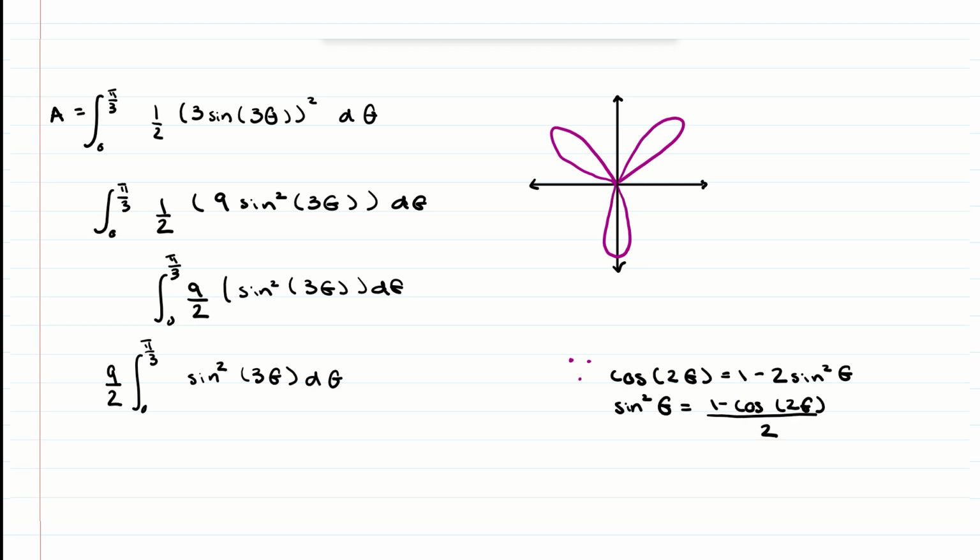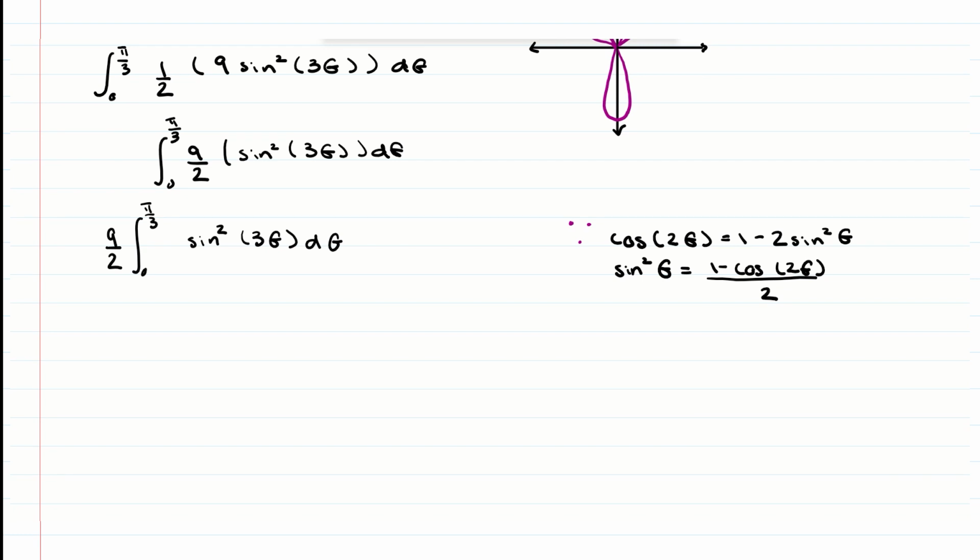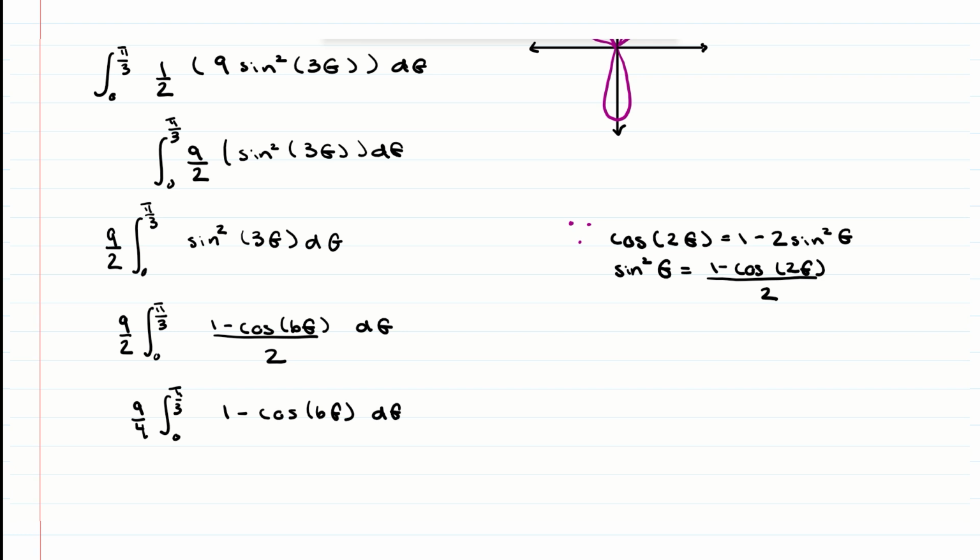over 2. Now for us, we've got sine squared of 3 theta. So then we have 1 minus cosine of 6 theta, right? Because we multiplied our 3 times the 2 over 2 d theta. So you'll see we have another half here. So we'll factor that out as well to give us 9/4 on the outside of the integral, leaving us with 1 minus cosine of 6 theta d theta on the inside of the integral.